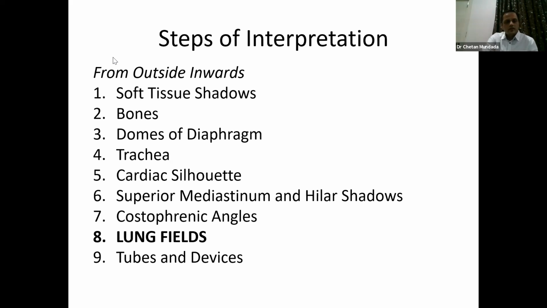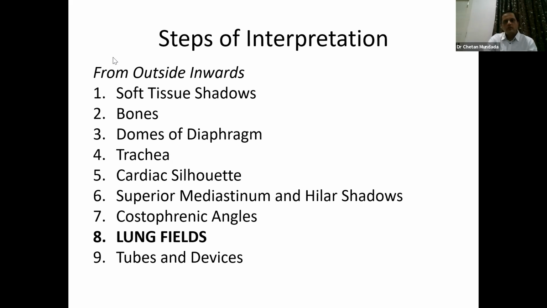And how is the airway? Is the trachea in the midline, or is there some buckling? Is there any abnormality in the airway? And how is the heart shadow? And then how is the superior mediastinum, and are the hilar shadows appropriate? And then what about the costophrenic angles? And finally, we look at the lung fields, and we also have to make sure that we know the tubes and the devices which are there.